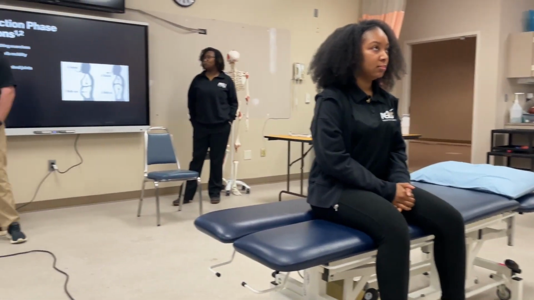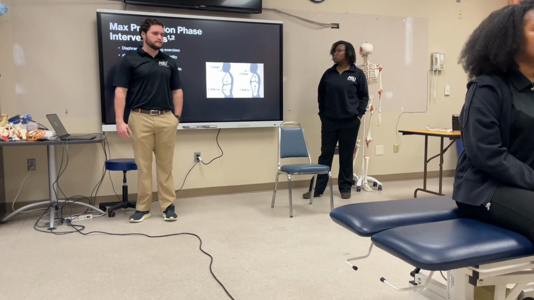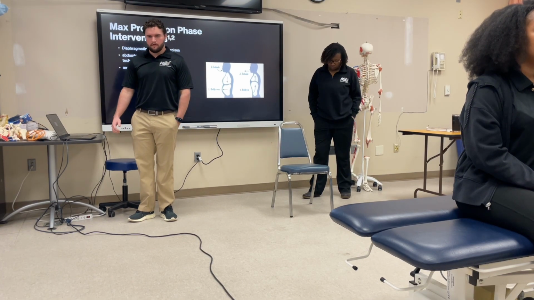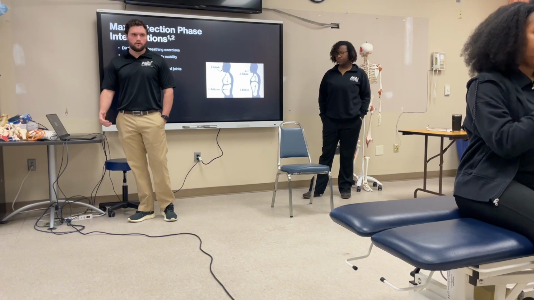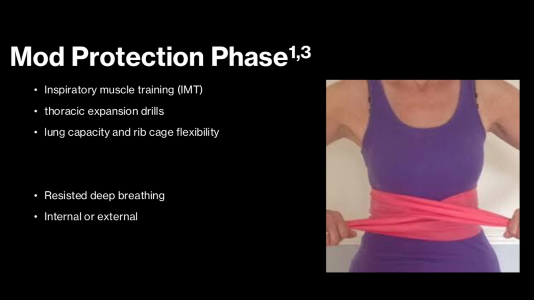Another couple interventions in this phase would be some rib mobilizations of the thoracic spine, which we haven't quite covered yet in this class, but those are very mobile joints that allow for that expansion, and that's going to be very important for your patient's ability to get a full breath.